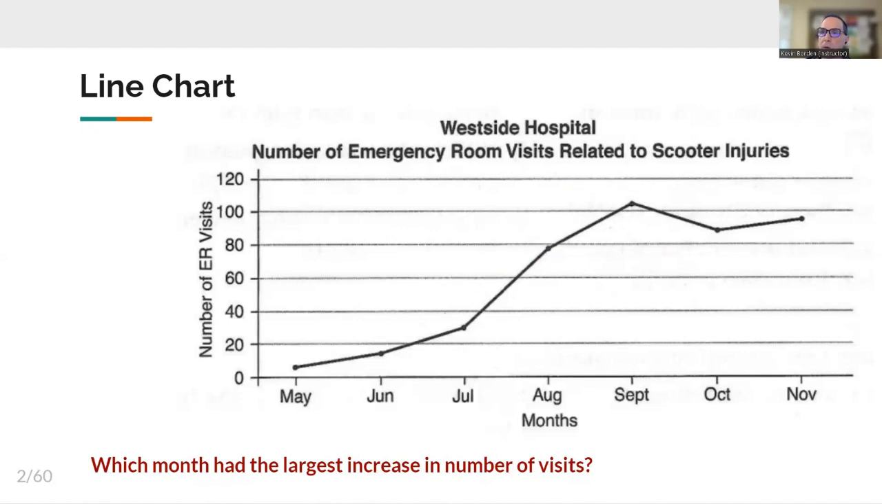So there's a real simple way of identifying which went up or down the most. It's the steepest line. And you'll notice that this is the steepest line, and it's pointing to August. That's how you can find the largest increase: look for the steepest line.